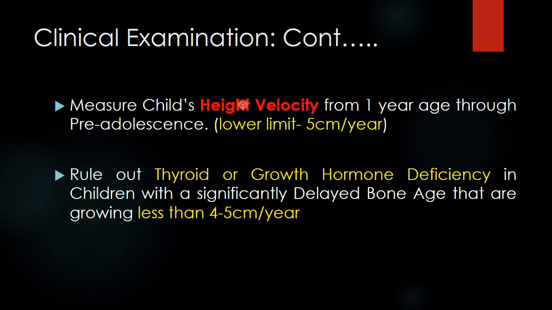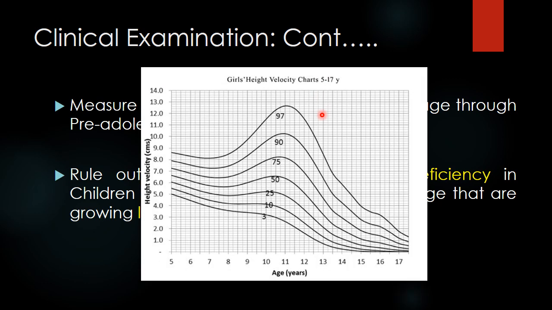So you calculate height velocity over a period of 3 months to 6 months to 1 year, and then you plot it on the centile chart like this. This is the height velocity chart, and you can appreciate the age on the x-axis and the height velocity over here, and you can see that 5 years onward, generally speaking, the minimum height velocity would be 5 centimeters per year.